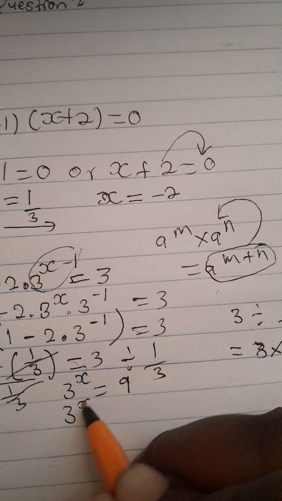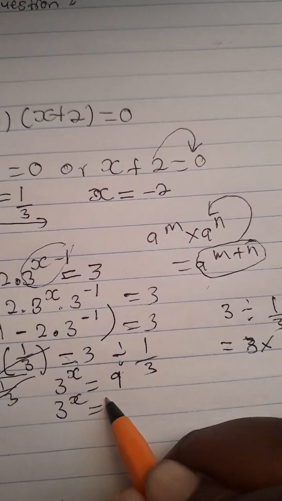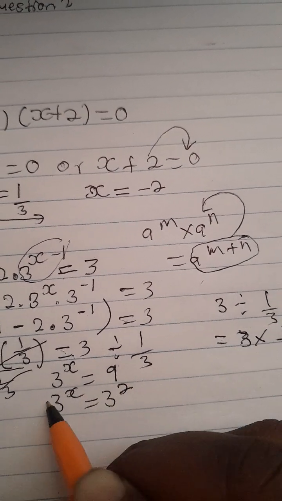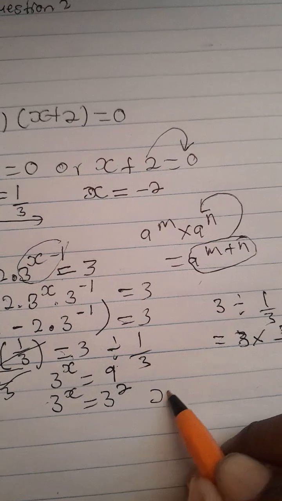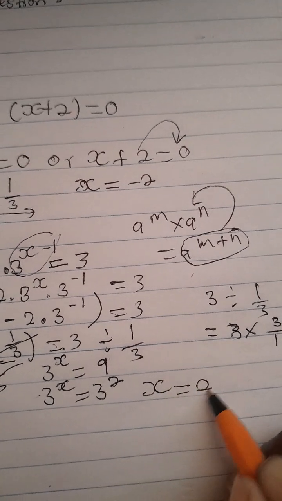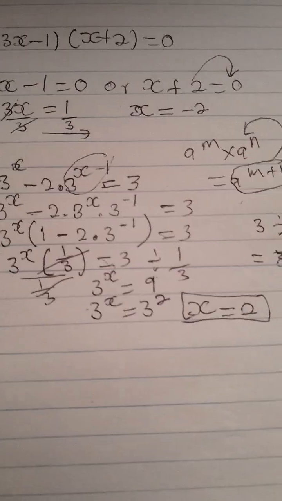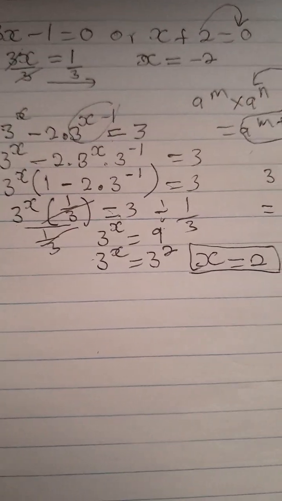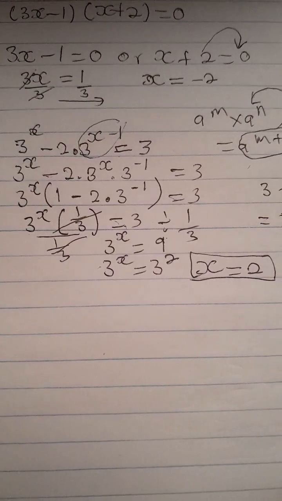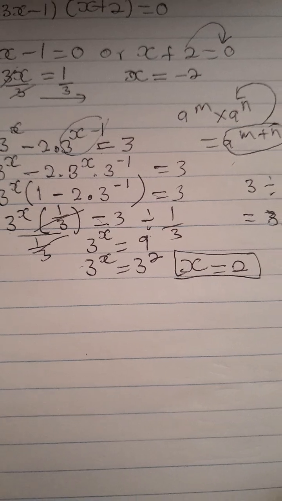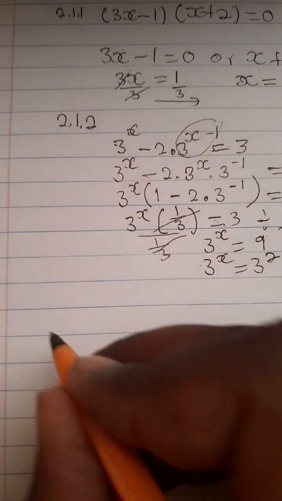Then we have 3 to the power of x. Change this to exponential form. That will be 3 squared. The bases are now the same. Drop the base, so x is equal to 2. Thus, we know that in this case x equals 2. So now we'll look at 2.2.